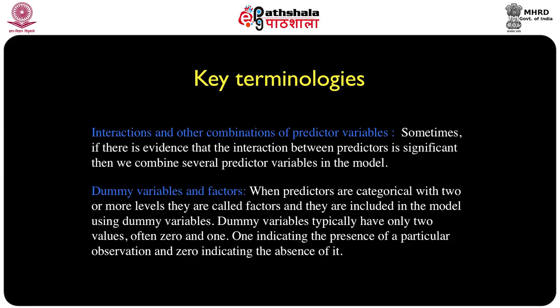And finally, we have dummy variables and factors. When predictors are categorical with two or more levels, they are called factors and they are included in the model using dummy variables. Dummy variables typically have only two values, often 0 and 1, with 1 indicating the presence of a particular observation and 0 indicating the absence of it.